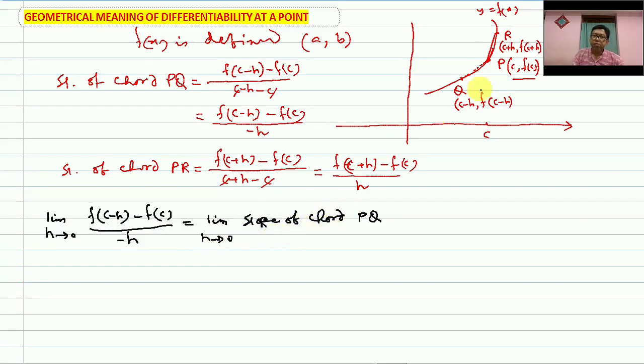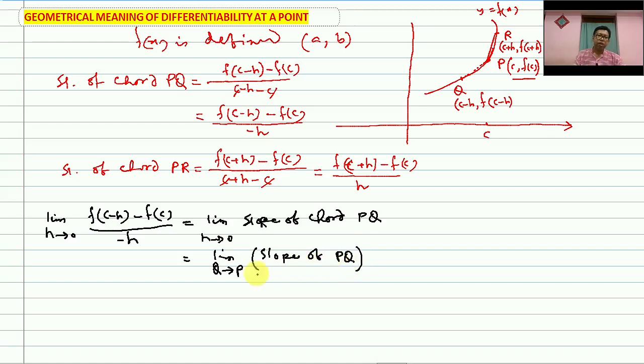When h tends to 0, you observe that the point Q is tending to P, isn't it? Q is tending to P. In the limiting case, it is the limit as Q tends to P of the slope of the chord PQ.